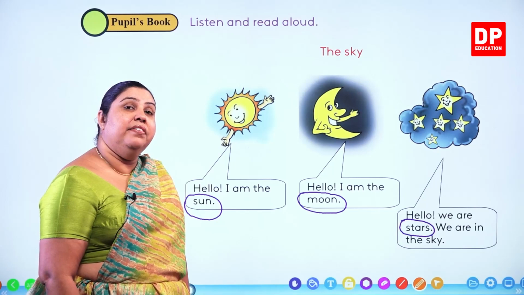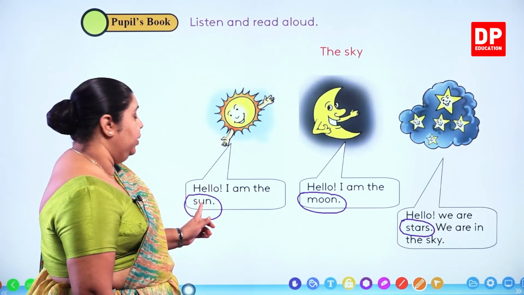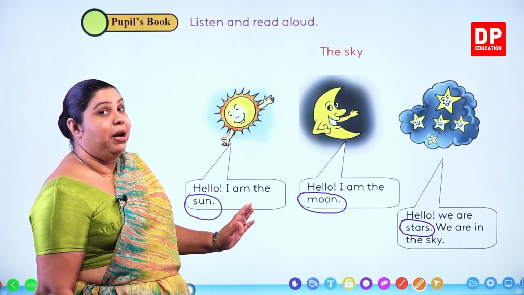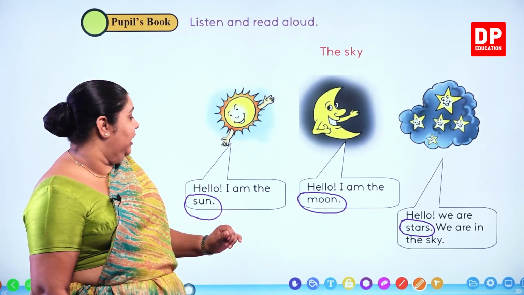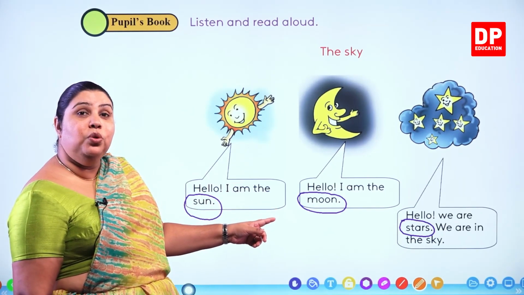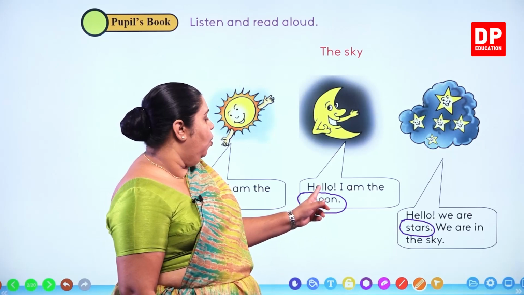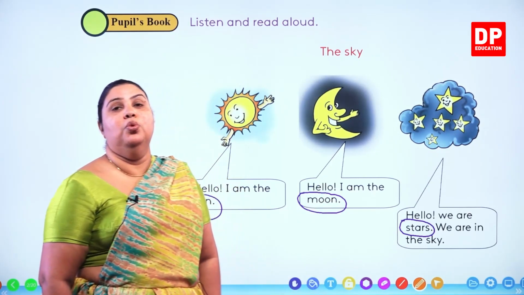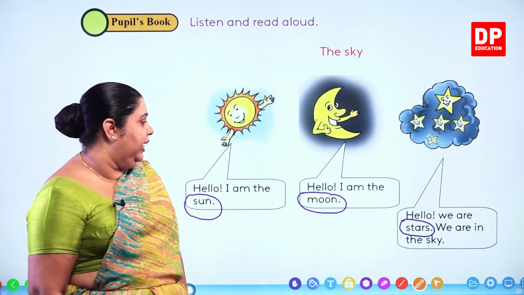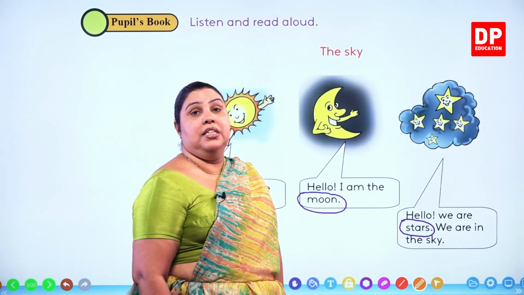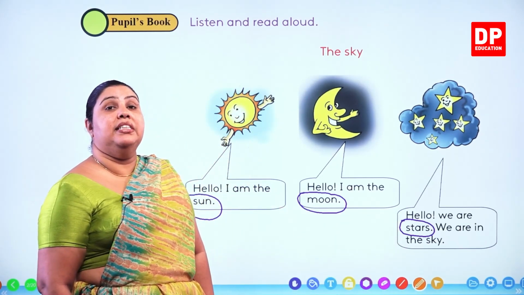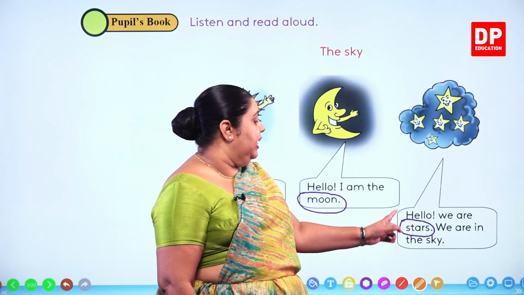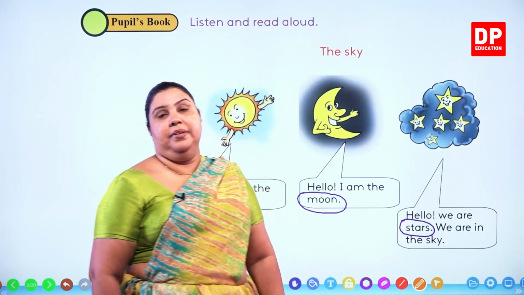Now, how do we write the word sun? S-U-N. How do we write the word moon? M-O-O-N, moon. Stars. How do we write the word stars? S-T-A-R-S.